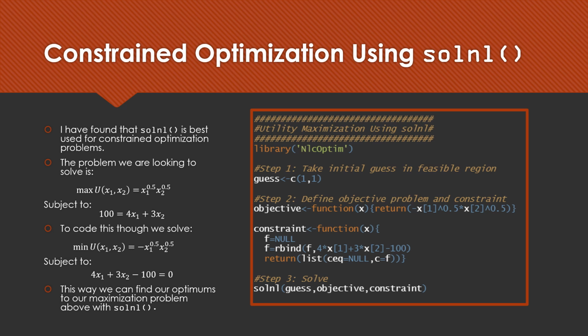Next, we're going to define a constraint function. The way we define our constraint function is that we have to define a space, because these constraints are read in as a vector. So we're going to first define this null f, and then bind to it the constraint that we have, and then spit out a list where we have some constraints which are going to be CEQ. They're not strict constraints; they could be greater than or equal to 0. And in our case here, we're going to have it strictly binding. And then we're going to solve it, where we put in our guess, we put in our objective, and then we put in our constraint.